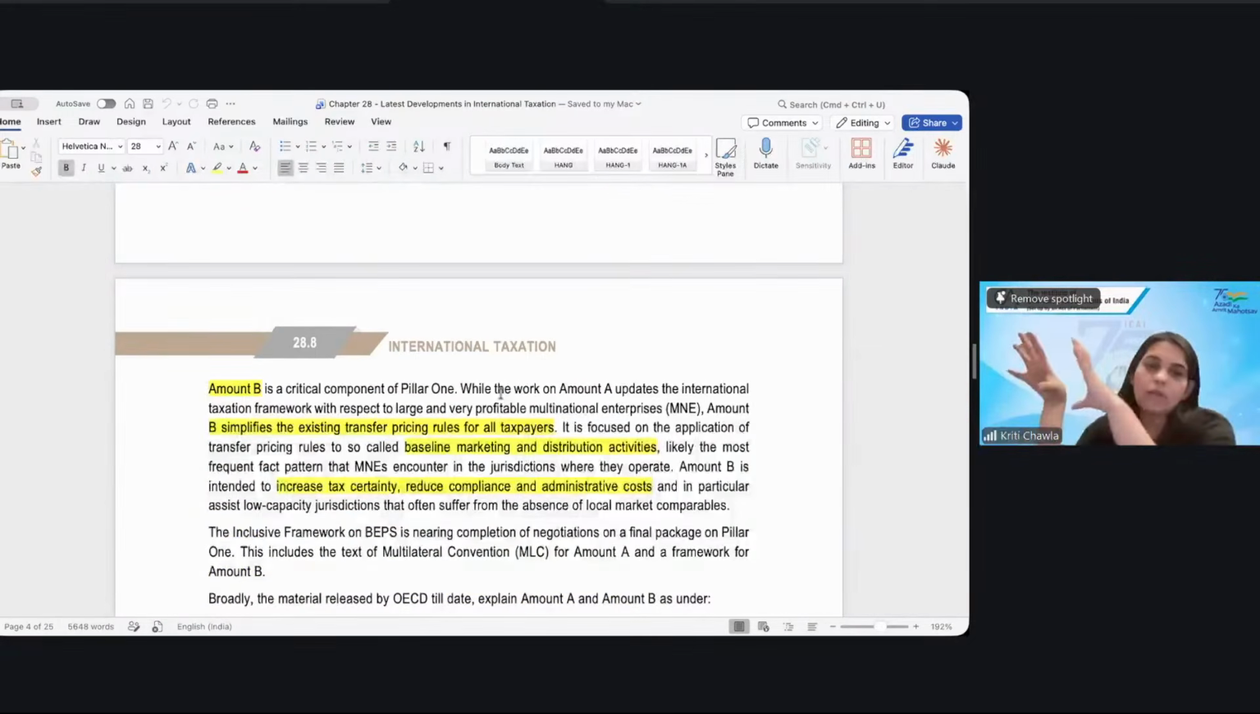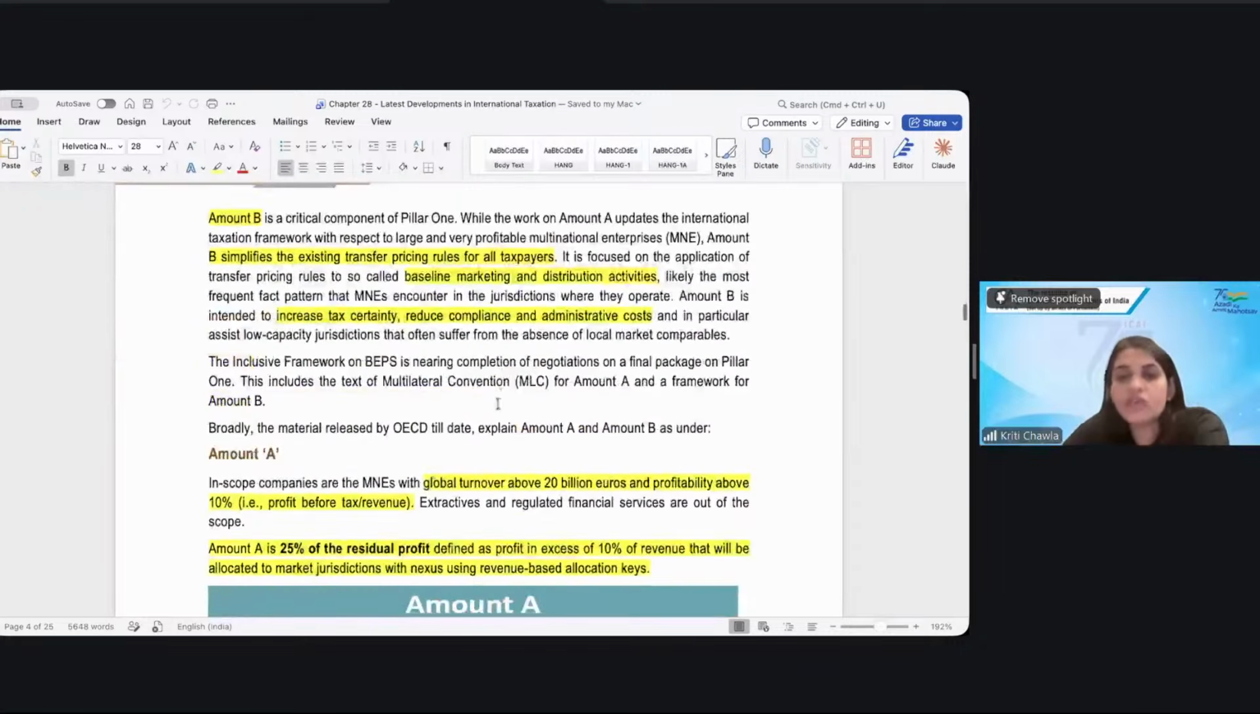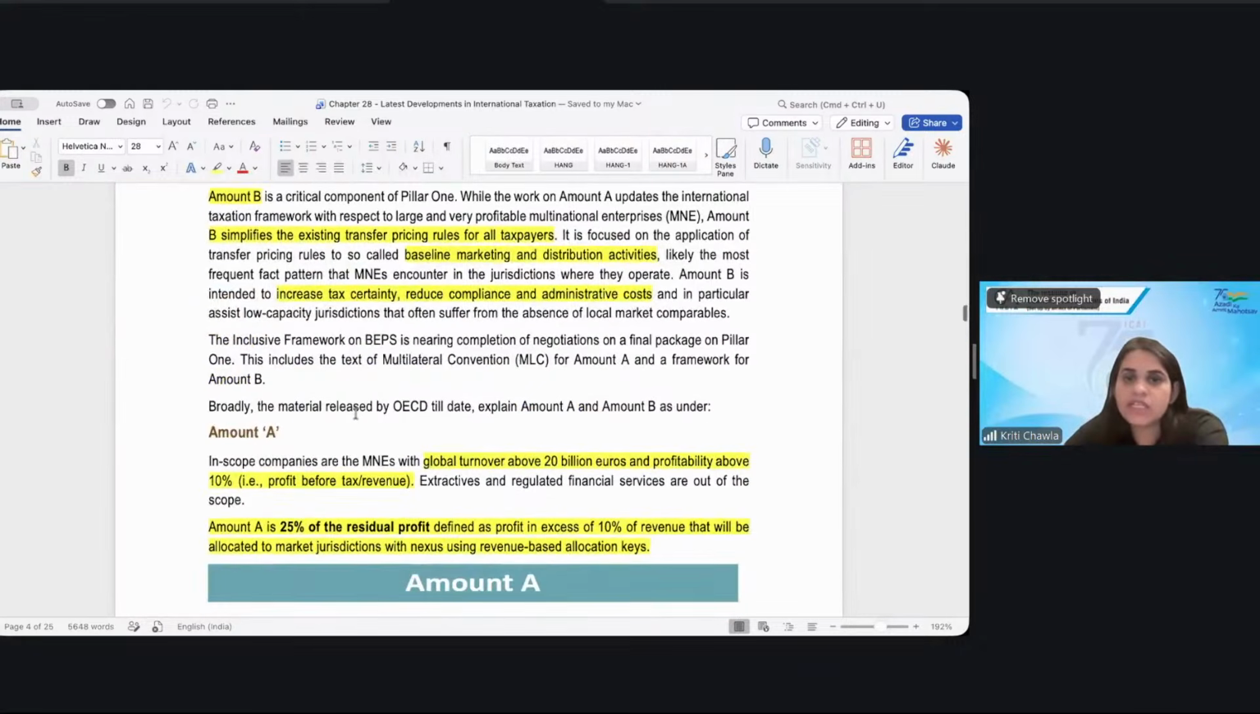And then there is Amount B. Now, Amount B is also a very critical component of Pillar 1. Amount B simplifies the existing transfer pricing rules for all taxpayers. It is focused on the application of the transfer pricing framework to something called baseline marketing and distribution activities. Amount B is intended to increase tax certainty and reduce compliance and administrative costs. Now, if you look at the Inclusive Framework on BEPS, it is nearing the completion of negotiation on the final package of Pillar 1.